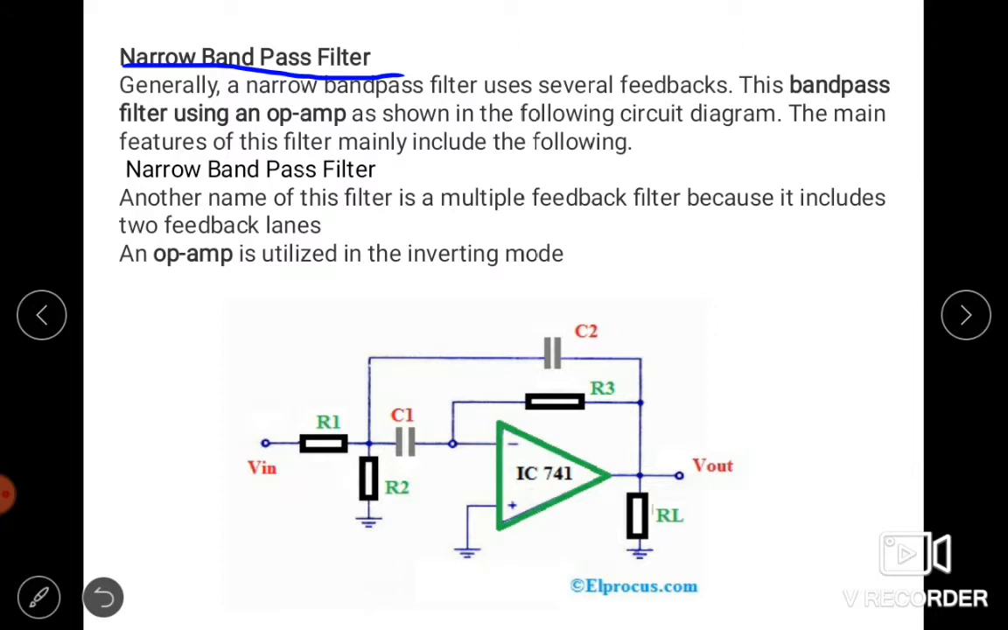I'll tell you that the narrow band pass filter employs multiple feedback, and this filter employs only one operational amplifier as shown in the figure. So there is only one op-amp here, only one operational amplifier, right?